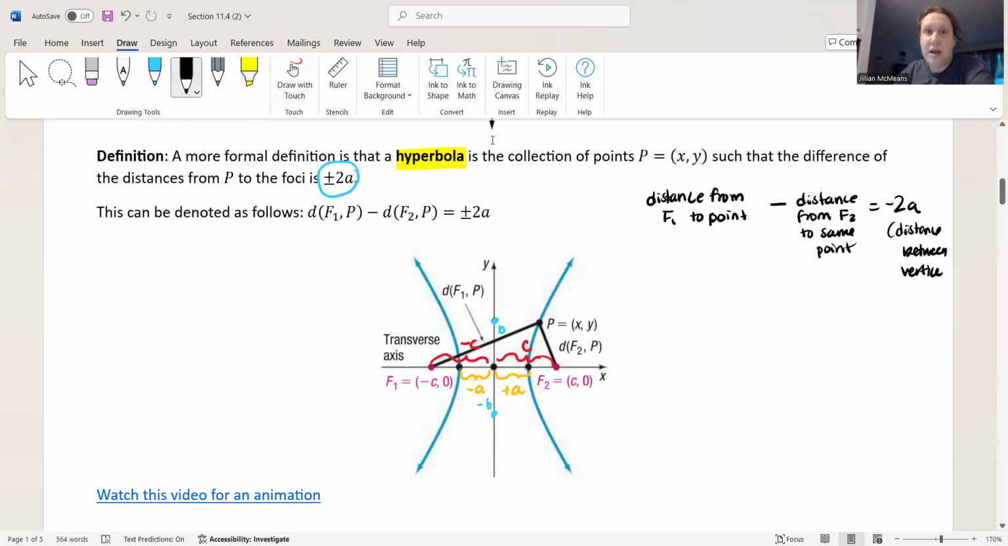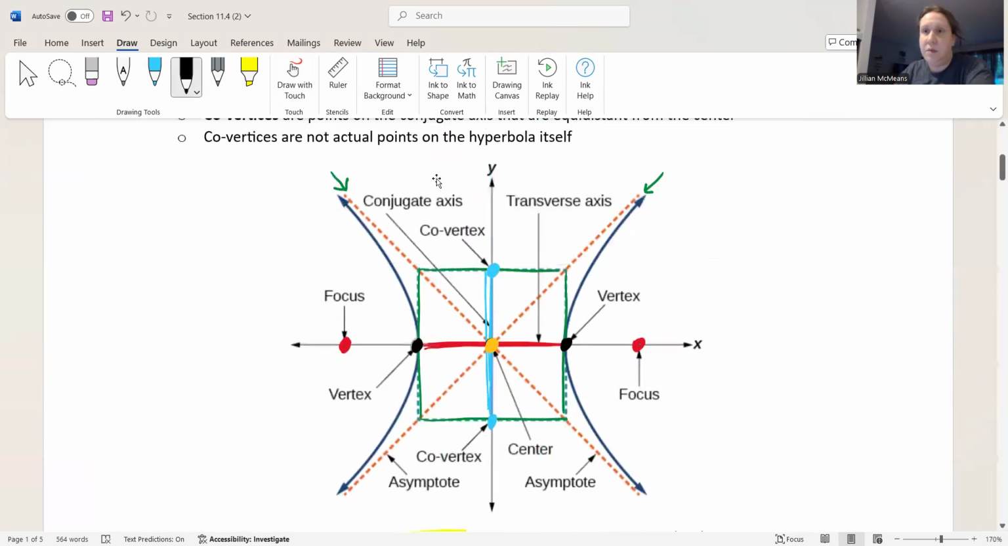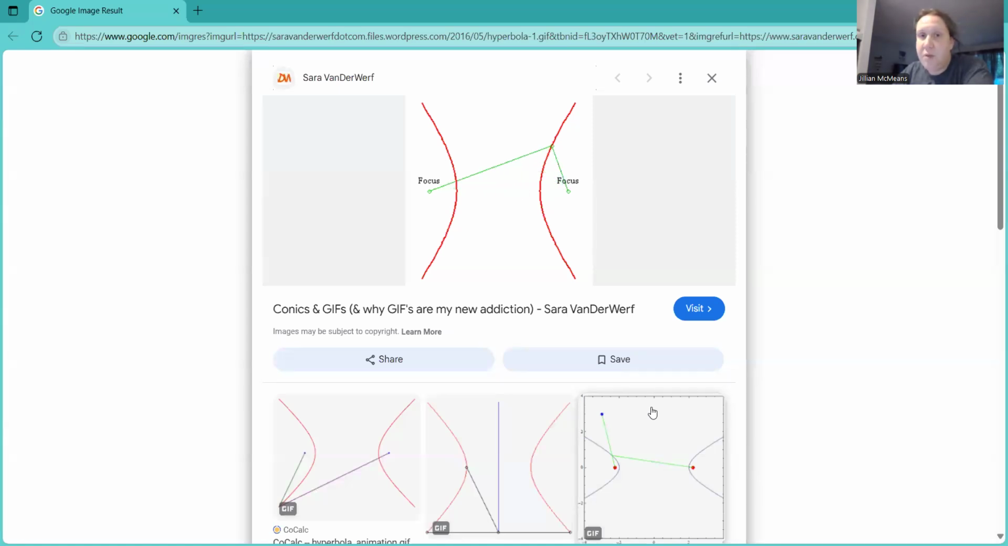Now I do have a short animation, and then I think we're going to go ahead and end this video there. So let me show you the animation. It's not as good as the animation that we had for an ellipse, but it gets the point across. So you can see here, as we move the point on our hyperbola, the distance from the first focus to that point is either getting bigger or smaller. And then as it's getting bigger or smaller, the distance from that point to the other focus is getting bigger or smaller. But regardless, the length between those two distances is always going to be plus or minus 2a. So there you have it. That is the introduction to a hyperbola.